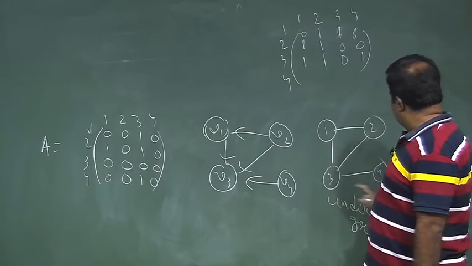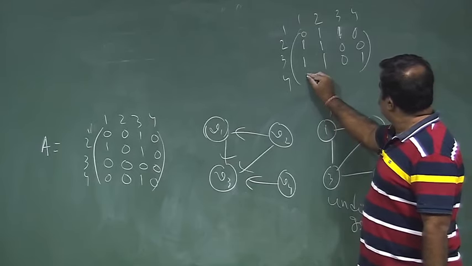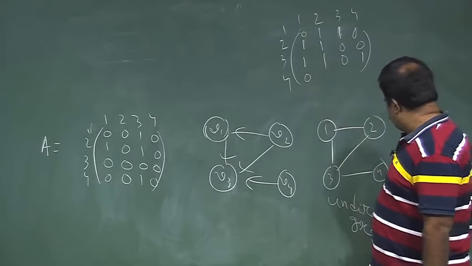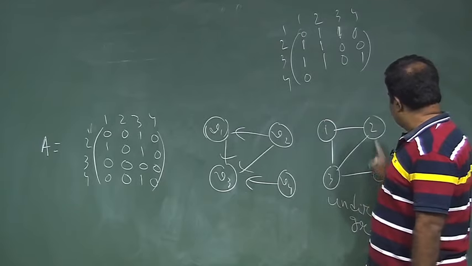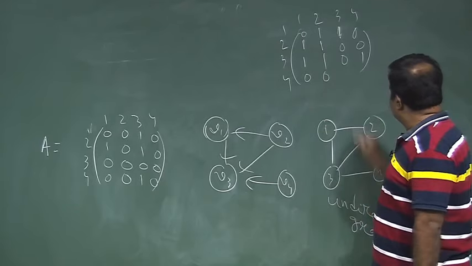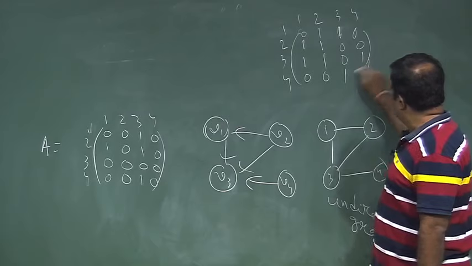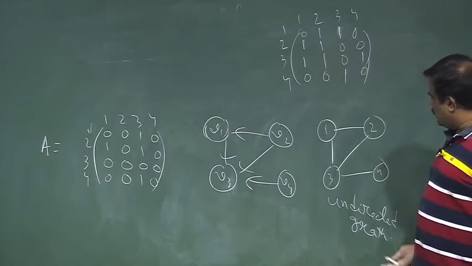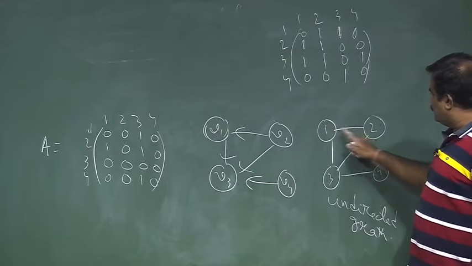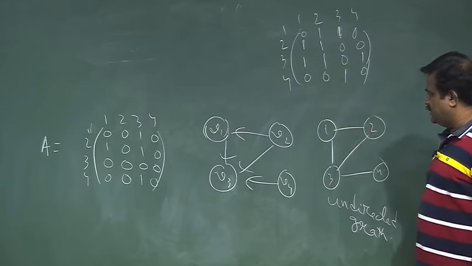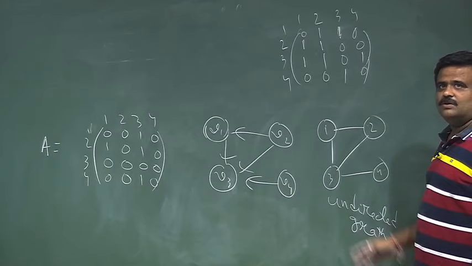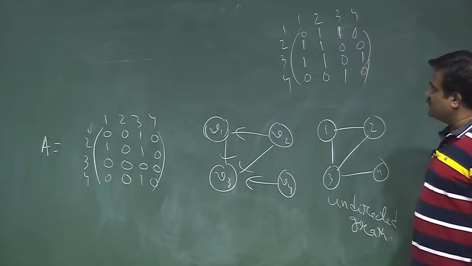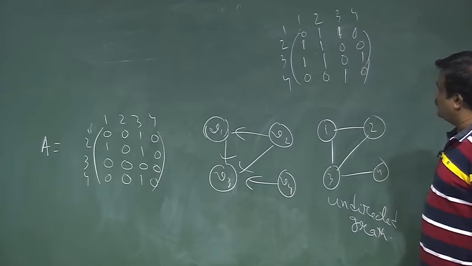So, 4 to 1 there is no edge, 4 to 2 there is no edge, 4 to 3 there is an edge, 4 to 4 there is none. So, this matrix is a symmetric matrix, because for an undirected graph, if 1 2 is an edge, then 2 1 is also an edge; there is no direction. So, this is the adjacency matrix corresponding to this undirected graph.